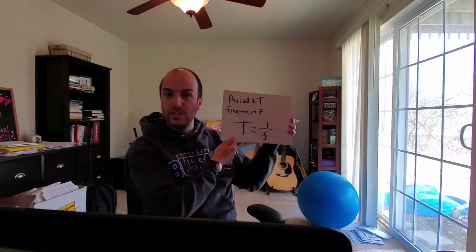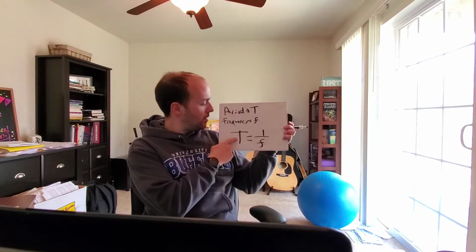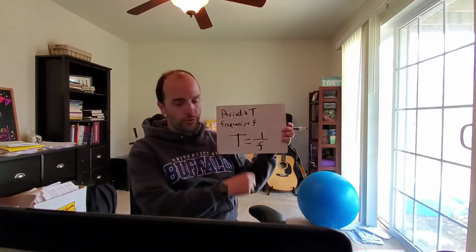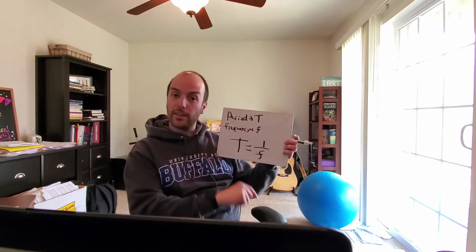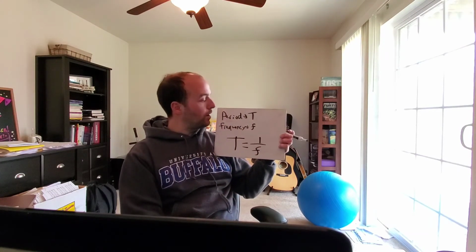Now, you might be able to get this from their definitions. We have time per cycle versus cycles per time. So we can say that the period and the frequency are reciprocals of one another. Period equals 1 over frequency. On the flip side, we could say frequency equals 1 over period. They are reciprocals of one another.